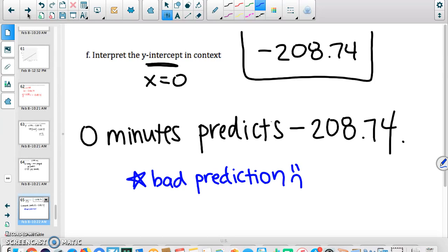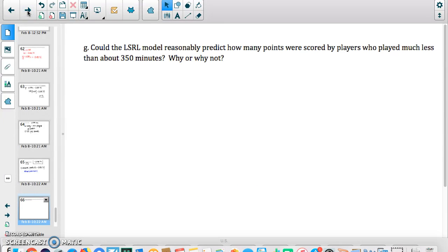The reason this is a bad prediction is because 0 is outside of our data. There's no one in our data list who actually played 0 minutes. And so when you make a prediction for a value outside of your original data set, it's typically not going to be a very reliable prediction. This is a fancy word. It's called extrapolation. I think I'm saying that correctly. You might learn about it in a future math or science course.